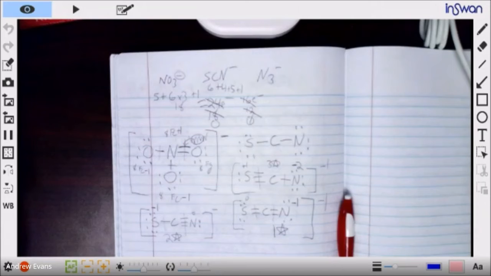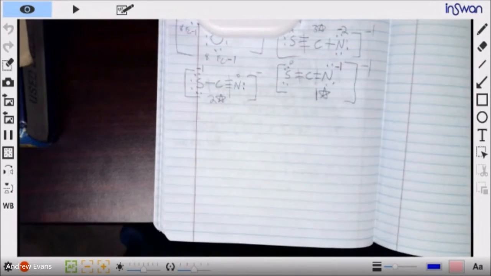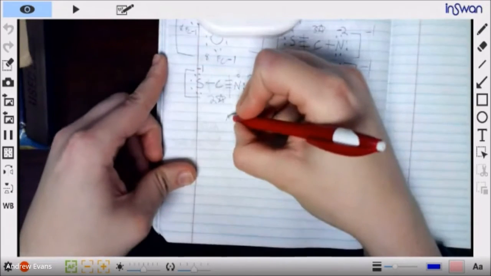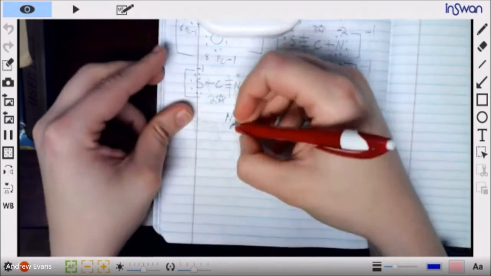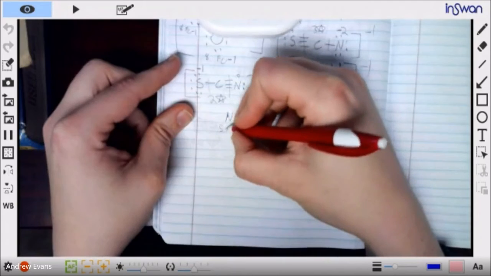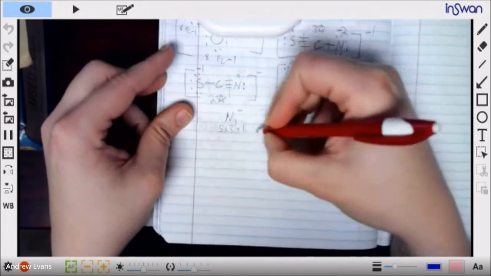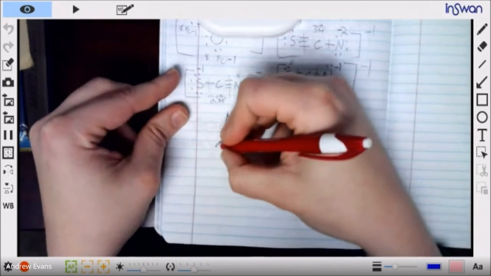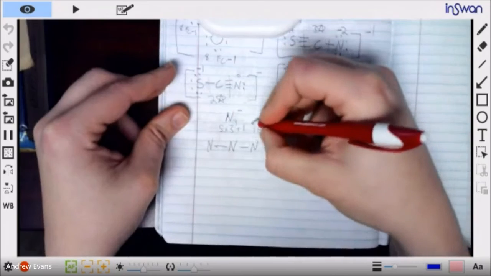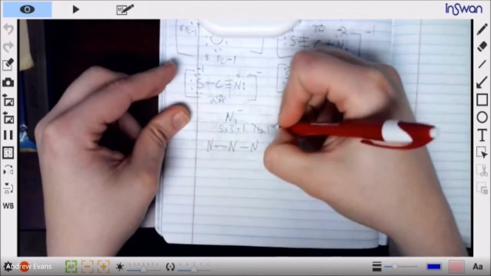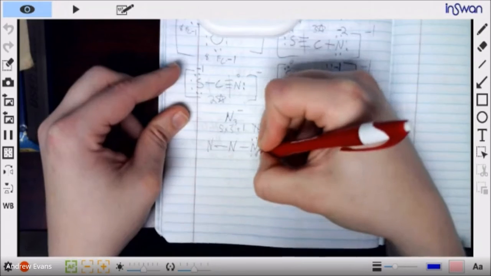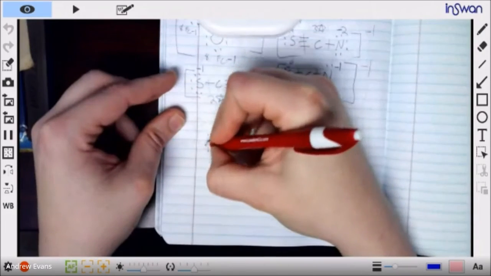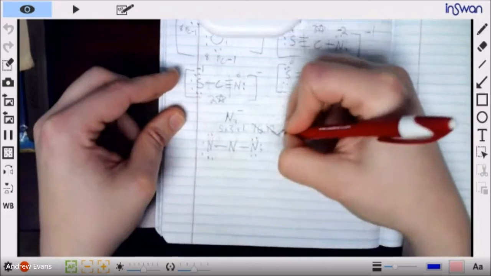Now, N3 minus is going to be just like thiocyanide, except with all nitrogens. And this is a linear molecule. This is one that organic people sometimes have to deal with. N3 minus, which is going to be 5 times 3 plus 1. So 16 electrons again. That uses up 4. So we're at 12. Same setup as our thiocyanide. It uses all the electrons.